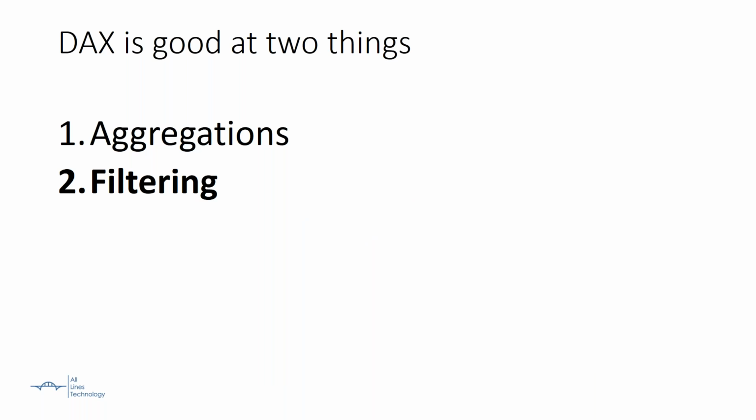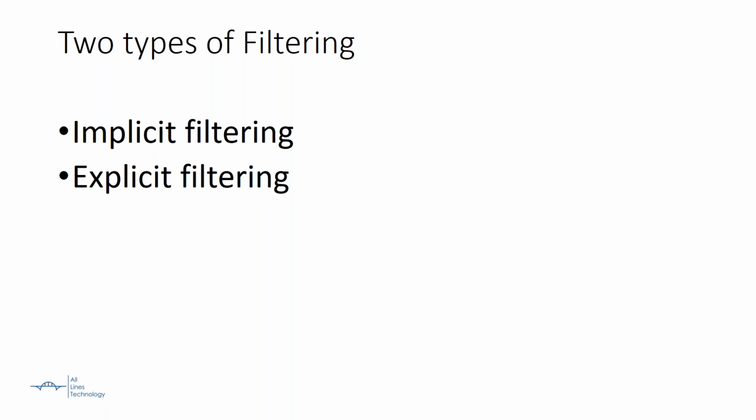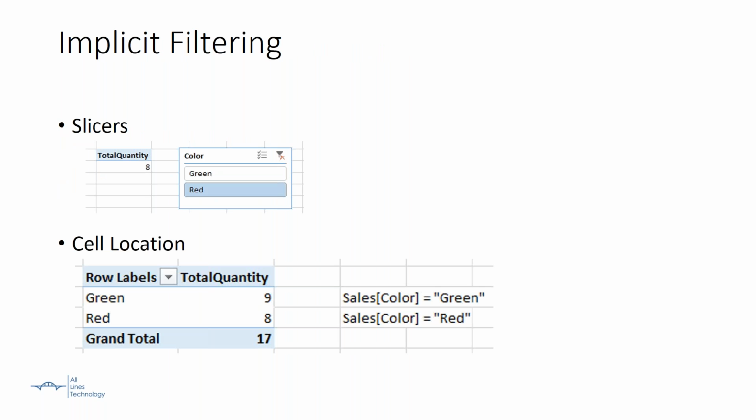That's one of the key value adds of the DAX engine. So the other value add is filtering. DAX is really, really good at filtering. And there's 2 different types of filtering, and we really need to understand the difference because that's going to help you with your formulas. So there's implicit filtering, and then there's explicit filtering. So implicit filtering is everything that the user does. And some of it you may not even be aware of. So the kind that you're really aware of is slicers and the filter box, right? That makes sense. So you put a slicer, you click red, you get 8 for your quantity.